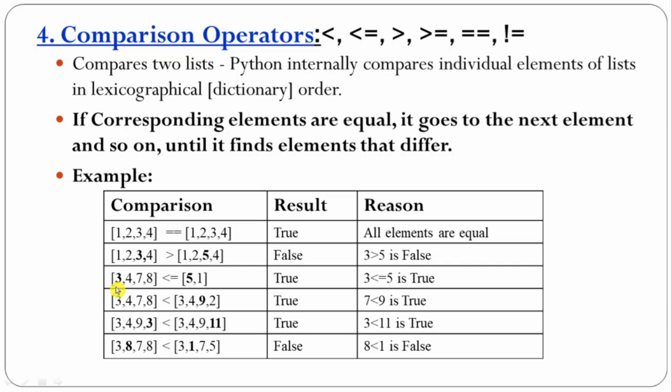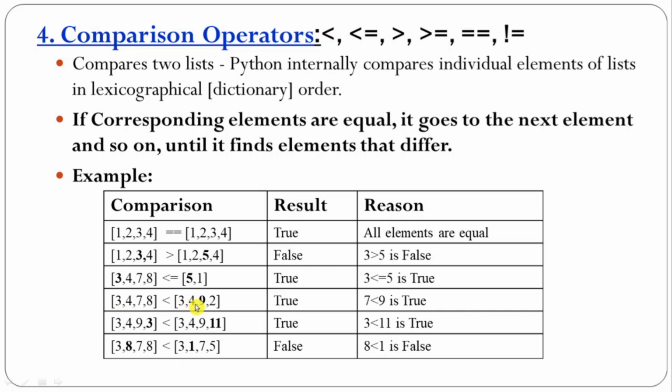In the next example, the first element itself differs: 3 and 5. 3 less than or equal to 5 is true, so it will produce true as the result. In the next example, 3 and 4.